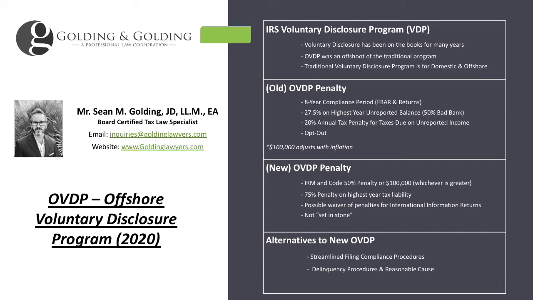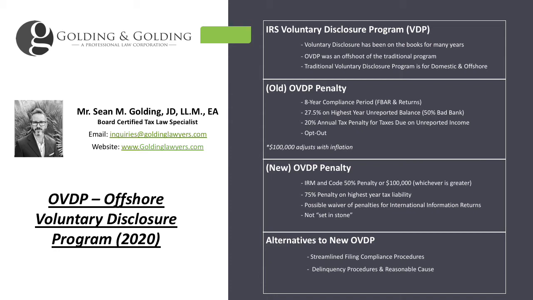In addition, there was a 20% annual penalty on the tax liability stemming from the unreported income. If you had $50,000 of unreported income, if you were at the 30% net effective tax rate, that would be $15,000, and then 20% penalty would be $3,000, and then there would be interest on top of all of this per year. So when you're going further back in the compliance period, that interest is going to be significantly higher since it compounds. If you didn't agree with this penalty, you would opt out.